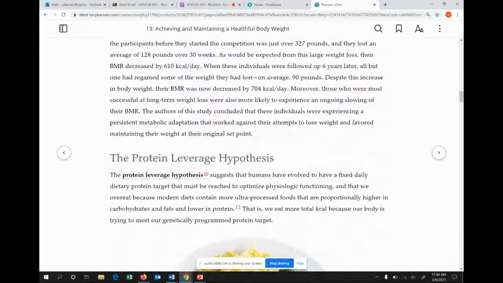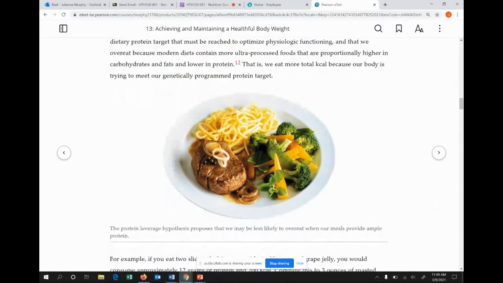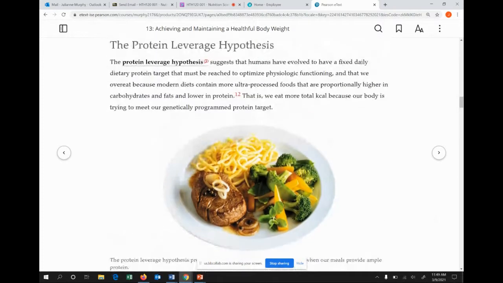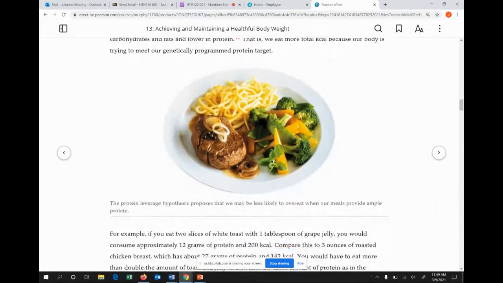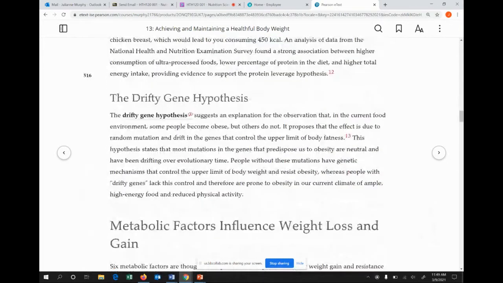Here's the set point theory. If you're not eating enough, you'll slow your BMR down. If you're eating way too much, on the opposite side, you're going to speed your BMR up, and it won't work. I don't like this one very much, but they say, the whole theory about this protein leverage is if you're not eating enough food, again, your metabolism is going to slow down.